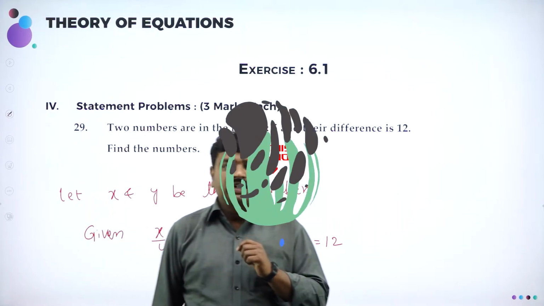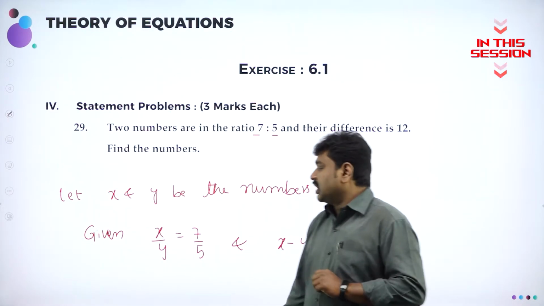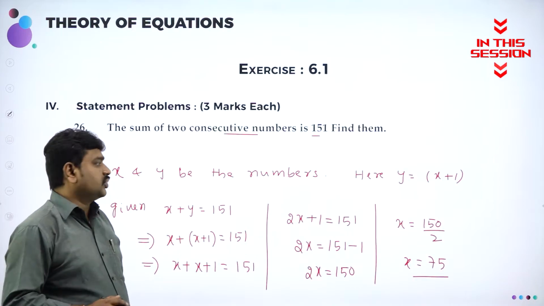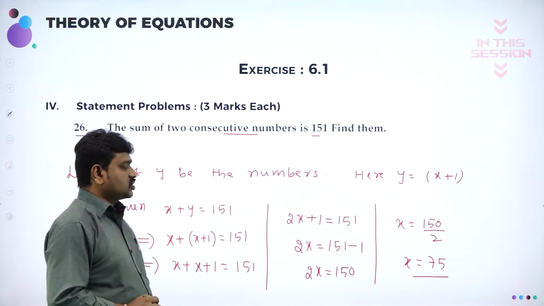I'm taking two numbers as what? X and Y. X and Y be the numbers. Ratio means X divided by Y is 7:5, means 7/5. So first we should assume the consecutive numbers. Consecutive numbers means what? X and X plus 1.